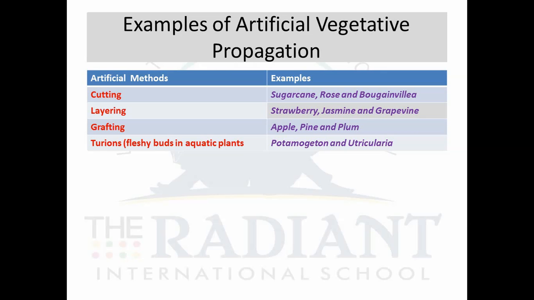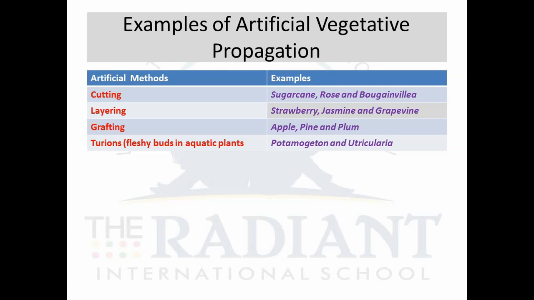The cutting takes place in sugarcane, rose, and bougainvillea. Cutting means a part of a plant branch is cut obliquely and that can be planted in the soil. It can develop roots and grow into a new plant. It's a thing we commonly use in our homes also.